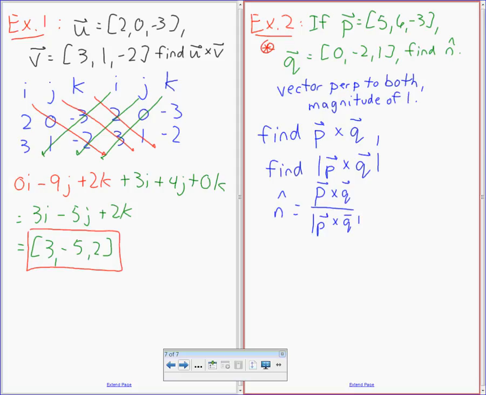Okay, so let's say we know this vector has a magnitude of 4. We want a magnitude of 1, so you're just going to divide each coordinate by 4. So you're going to find P cross Q as the numerator. It gives you the direction of it. The magnitude is going to be at the bottom. We want a magnitude of 1, right? So that's going to be that.